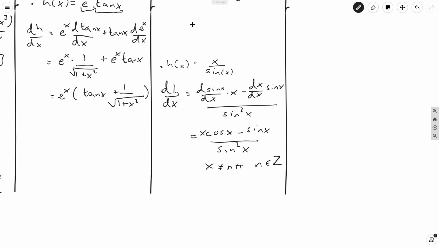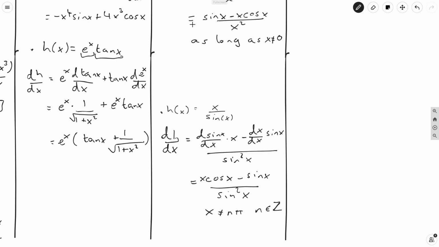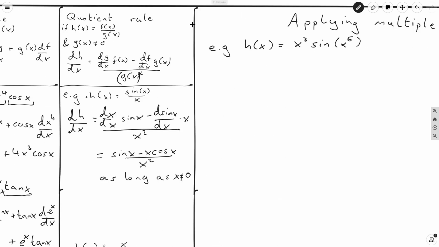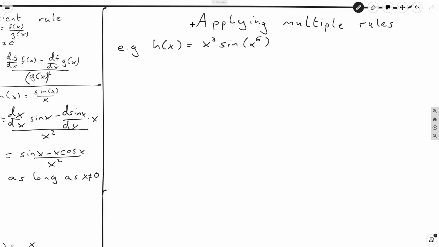Sine of x is equal to 0 whenever x is a multiple of pi, at least assuming this is the radian sine function, which is usually what we deal with. Okay, so that's the quotient rule. And lastly, I just wanted to show an example of applying multiple rules. Okay, what do I mean by this?